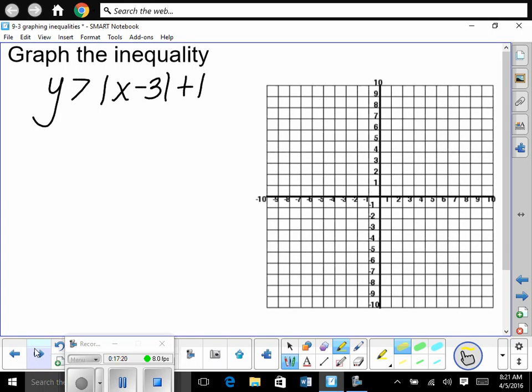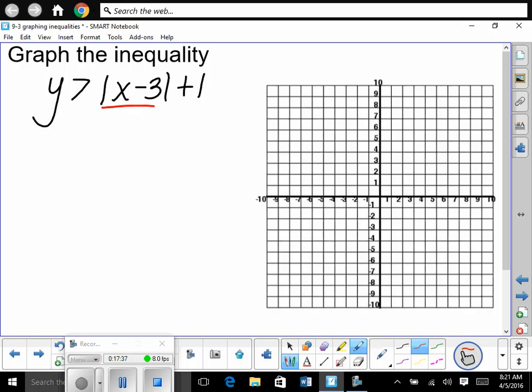Okay, next one. Graph the inequality. So we have y values greater than the absolute value of x minus 3 plus 1. Will we be graphing a line in this one? No, this is an absolute value graph, right? But it works the same way. So we're going to graph the function, but it's not a line, it's an absolute value graph.